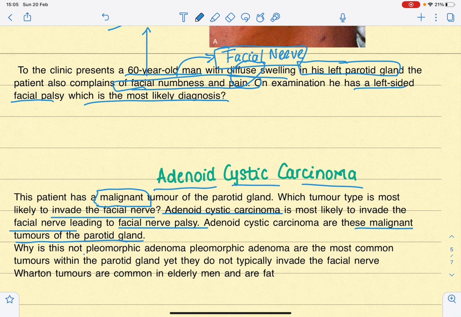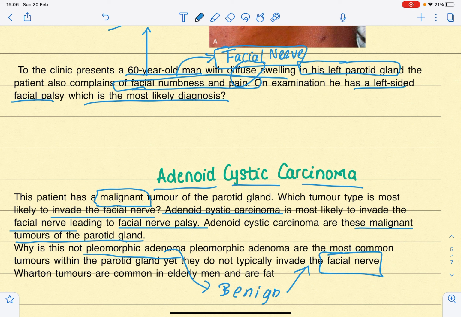Why is this not pleomorphic adenoma? Pleomorphic adenoma is benign. Okay, so it will not invade the facial nerve. It will not infiltrate the surrounding structures or the structures within the parotid gland itself. That's where the facial nerve is.